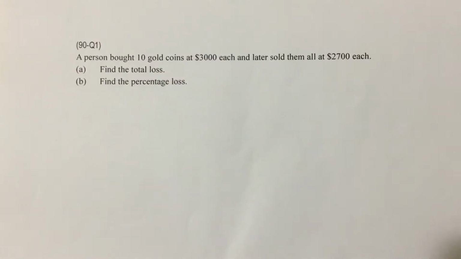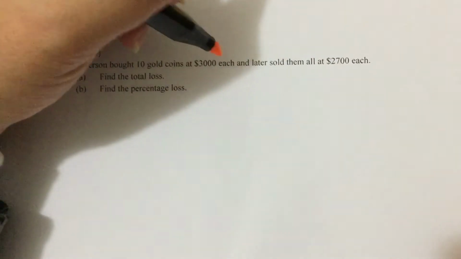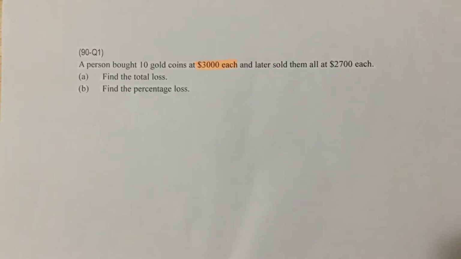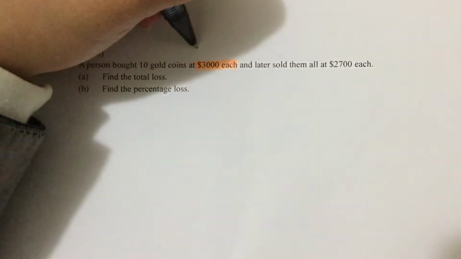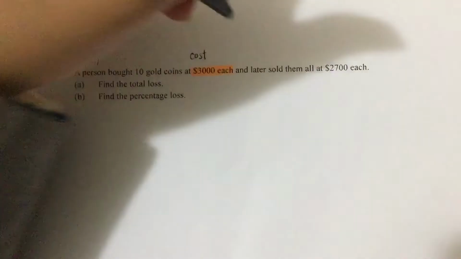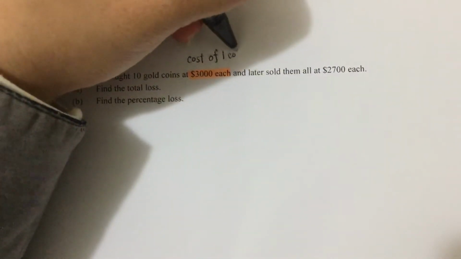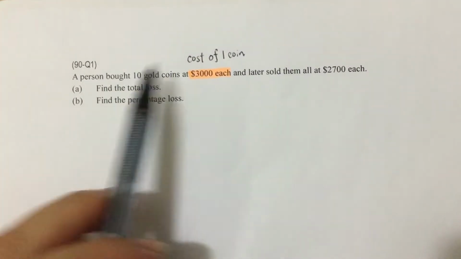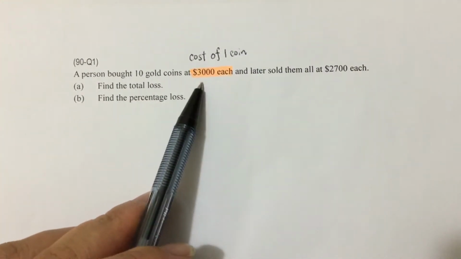First of all, a person bought 10 gold coins at $3,000 each and later sold them all at $2,700 each. So that means, look at this. It is a little bit tricky because look at the first one, $3,000 each. This one will be the cost of 10 coins. No, sorry, not the cost of 10 coins. It's the cost of 1 coin only because of "each". That means at $3,000 each, so 1 coin will be $3,000.